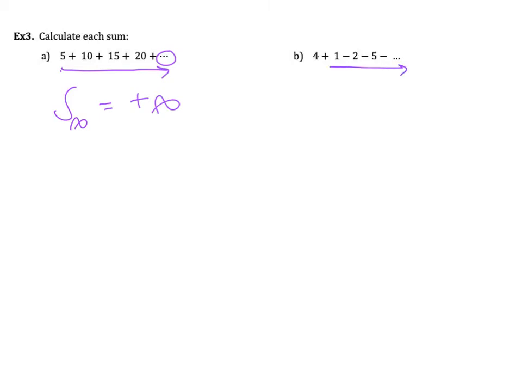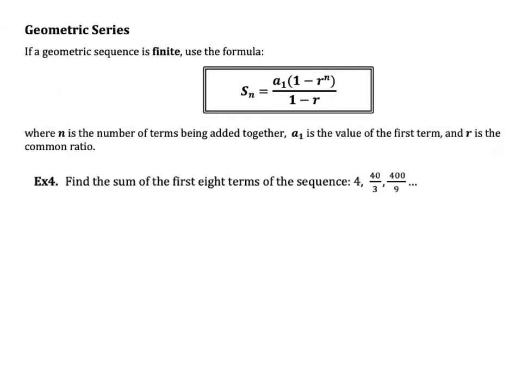Same if it continues to negative, you subtract and subtract and subtract, or add a negative number. Again, your sum to infinity, as you subtract and subtract, it's just going to go to negative infinity. So you really don't have any sums to calculate there. So that's it for the arithmetic series.